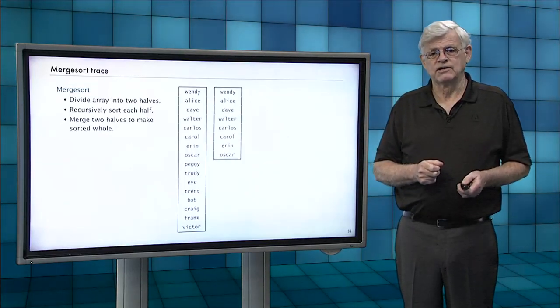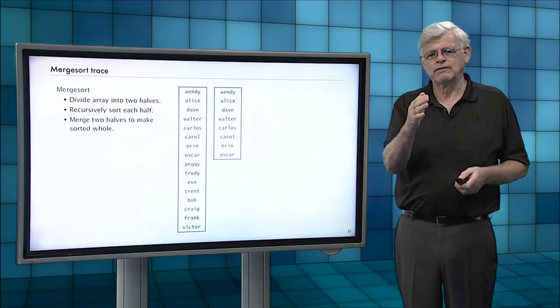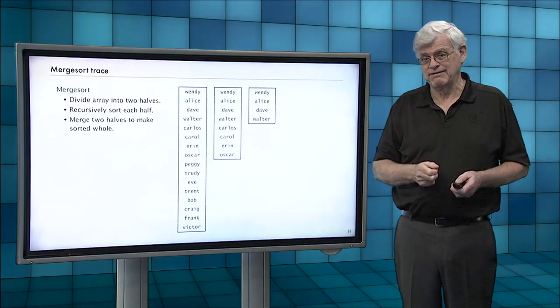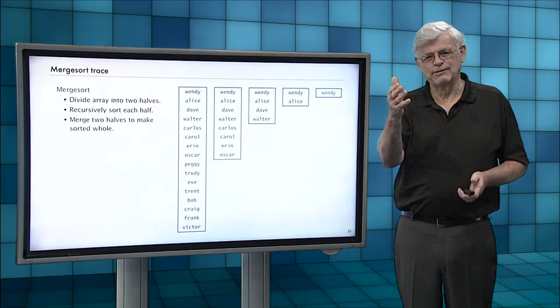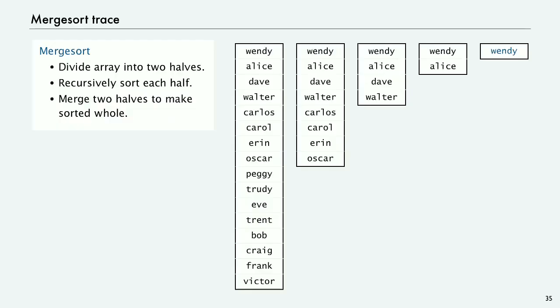Okay, so let's look at how it works dynamically. So what do we have to do to sort that array? We have to first sort the first half. What do we have to do to that one? We have to first sort the first half of that one. To sort that one, we have to sort Wendy and Alice. And finally, we get down to an array of size 1 that can be considered sorted. So then we have to consider the other one, an array of size 1, and now those are considered sorted. And now we merge those two sorted subfiles together to get Alice and Wendy in the proper order.